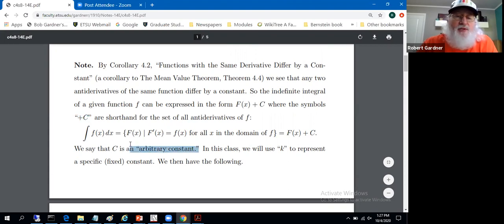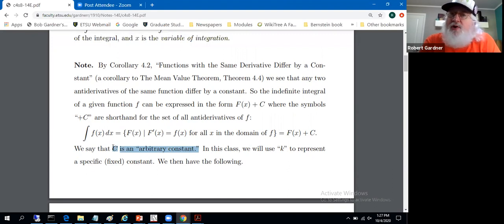Sometimes the terminology is arbitrary constant. Capital C represents an arbitrary constant. It represents the fact that we have a whole collection of functions. We have a whole set of functions, not just any functions. They're functions of a particular sort. Those functions, such that when I differentiate them, we get the integrand, lowercase f, back out.